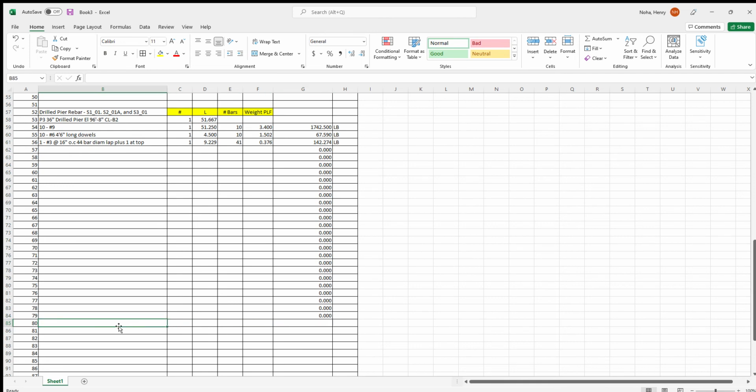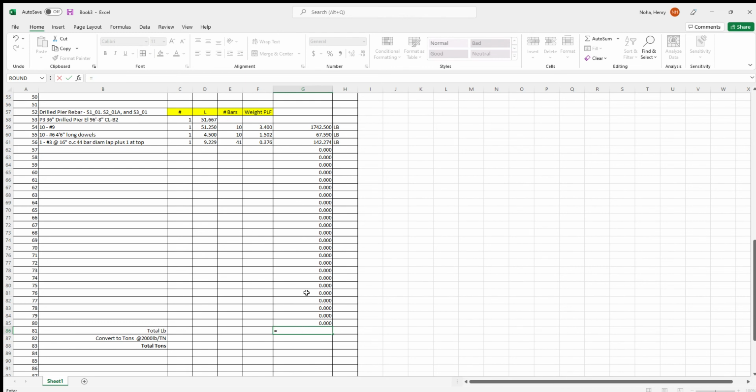And then we have in row 81 total pound. We have convert to tons at 2,000 pounds per ton, and then our total tons. These three align right, and then bold your total.